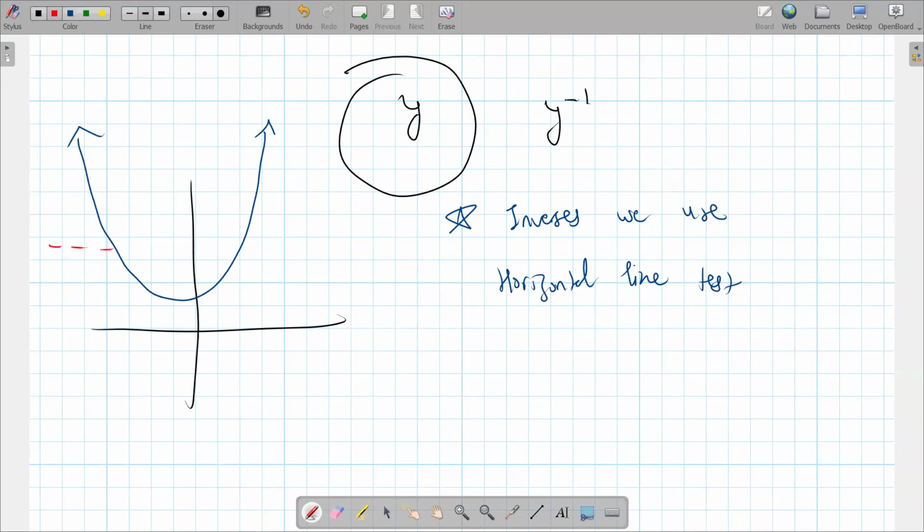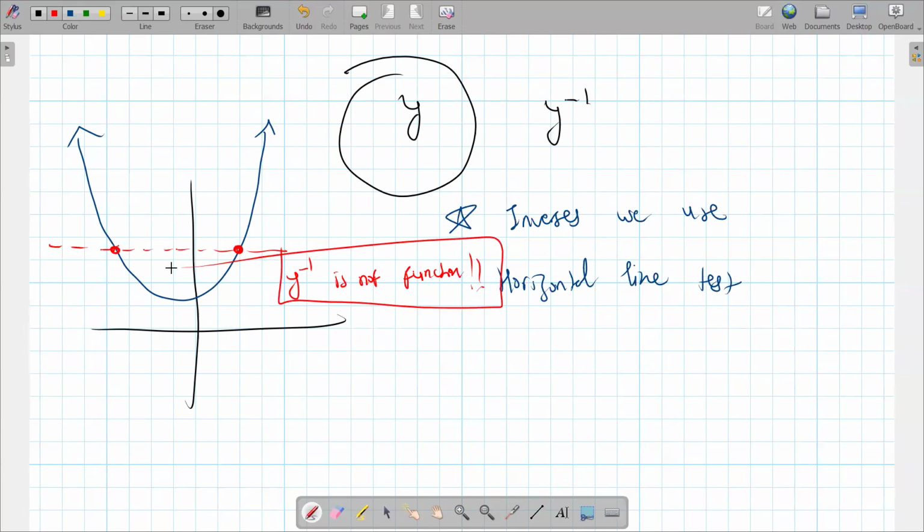Check this out. We do a horizontal line test. It crosses it twice. That means y inverse is not a function. And we could see that from the beginning. As soon as you graph y, do a horizontal line test, and that'll tell you whether or not y inverse is a function.